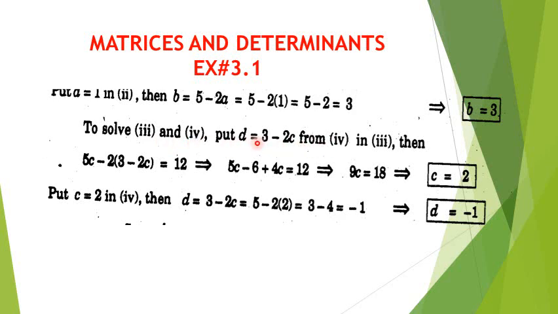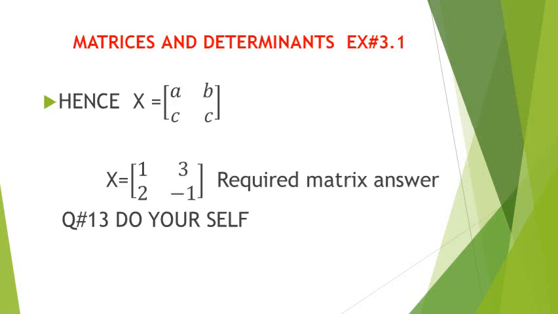Again just make d the subject and put it in 3, and the value is c is equal to 2 and d is equal to minus 1. So what was the matrix of a b c d? So a b c d was the matrix. Now look at this, hence the matrix is a b c d. And what is the value of a? 1, b is 3, c is 2, d is minus 1. So this is the required matrix of question number 12.